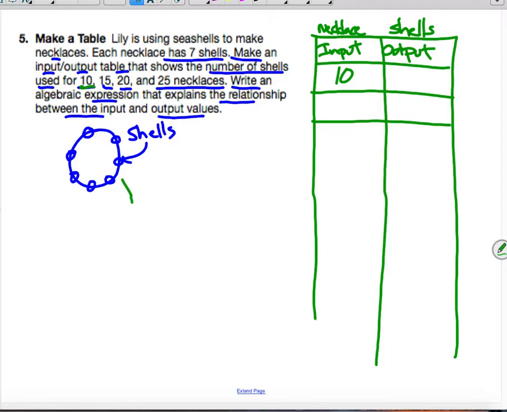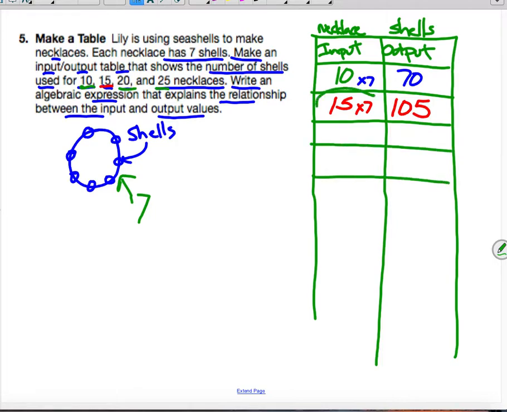Well, in this case, you would then say, well, each necklace has 7 shells. Well, then that would mean that the output is 10 times 7, which is 70. Your next input number is 15. So you put 15 in there and then do the math to figure out your output value, which is 105. And then you'd simply complete the table for the next 2 values and then write an expression for this, remembering that you're talking about n numbers of necklaces, and that would be your algebraic expression. Okay?